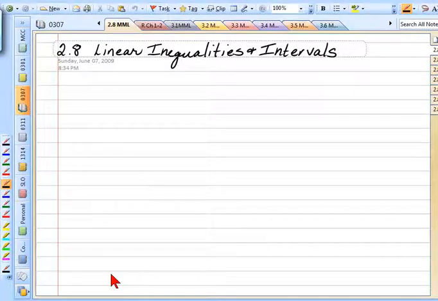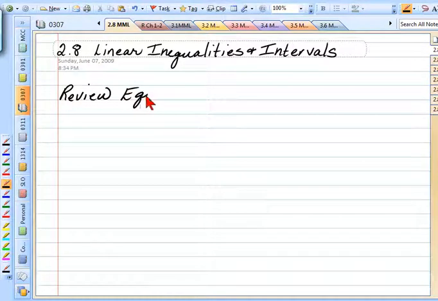Okay, we're going to talk about linear inequalities, and we're going to talk about something called intervals or interval notation. So I want to remind you of something. And if you don't want to take this down in your notes, you could just pay attention. I want to remind you or do a little bit of review about a simple equation.